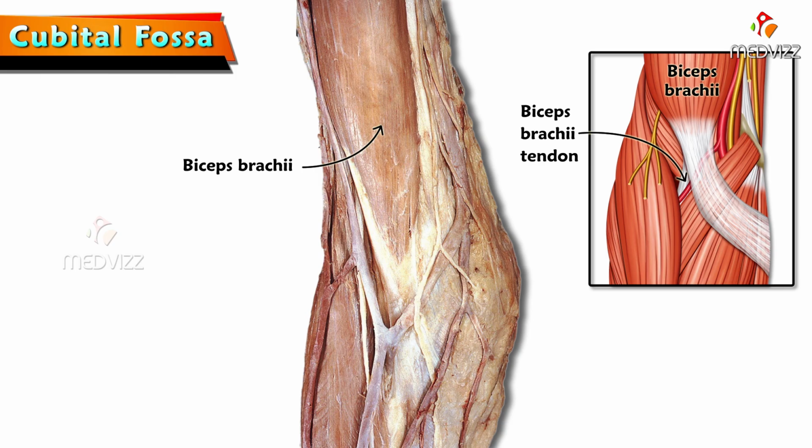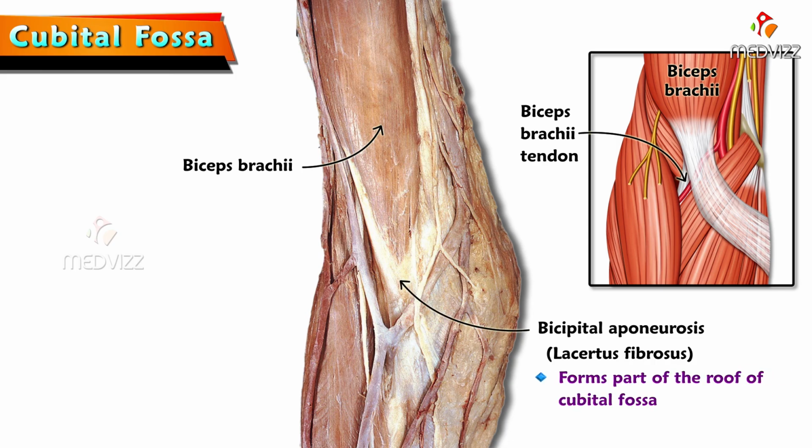Tendon of biceps is not seen clearly, as it is a content of the fossa, and what we are seeing is the roof. So we can appreciate the bicipital aponeurosis, or lacertus fibrosus, which forms part of the roof of the cubital fossa. This broad sheet separates the superficial from deep structures, and it reinforces the cubital fossa and helps to protect the brachial artery and median nerve, which are running underneath.